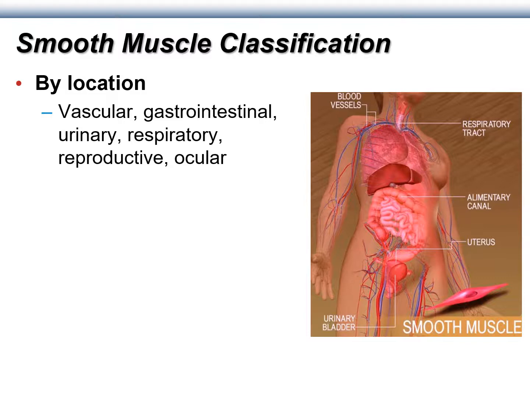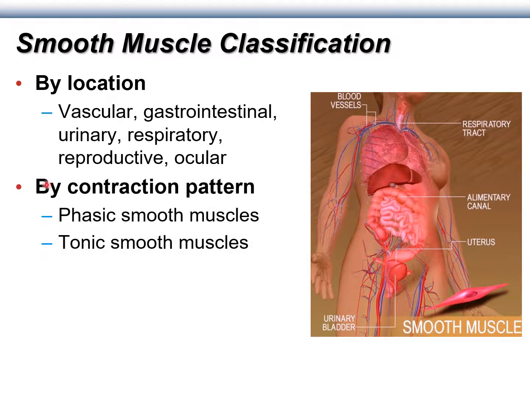So how do we classify smooth muscle? Well, we can do it anatomically by location. Vascular smooth muscle or gastrointestinal smooth muscle, urinary, respiratory, reproductive, ocular, your erector pili muscles, those types of things are all examples of location, and lots of different locations. We will also classify smooth muscle by contraction pattern.